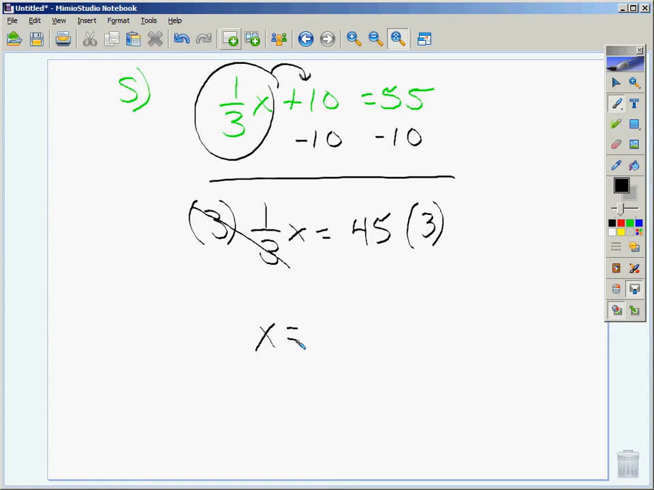$45 times 3. 135. Even if I use the calculator, all of this is still going to be written on my sheet of paper. I may have punched in 55 minus 10 on the calculator to get 45. I may have punched in 45 times 3 on the calculator to get 135, but I'm still going to have shown all those steps.